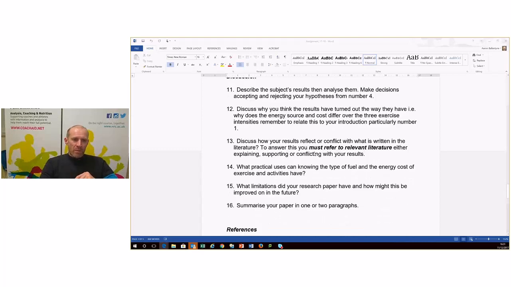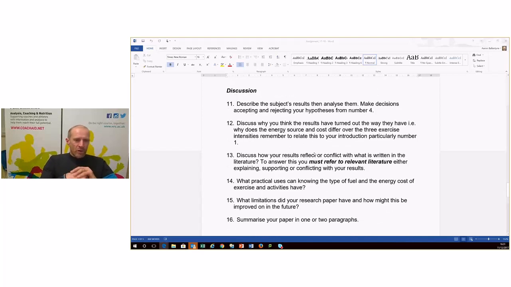Down to the discussion, then we're back to doing a bit more writing again in the discussion. So number 11, describe the subject's results and analyze them. Make decisions accepting or rejecting your hypotheses from number 4. So go in, brief description of the results, and then by analysis what we mean is try and think in statistics terms. Now we're not making you use any statistical analysis in terms of formula or anything, but think about the sort of phraseology used for describing data.